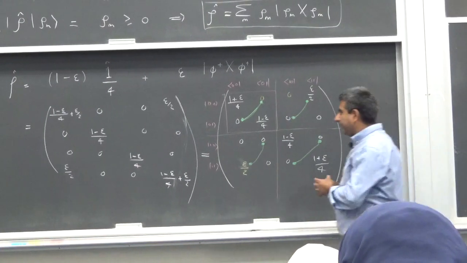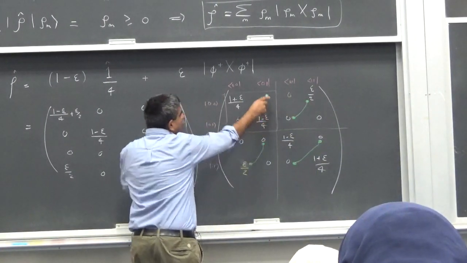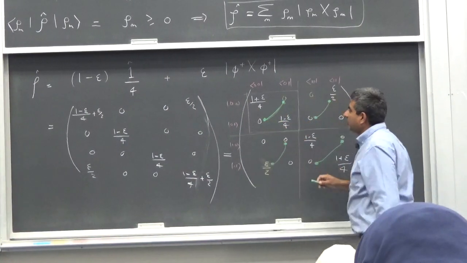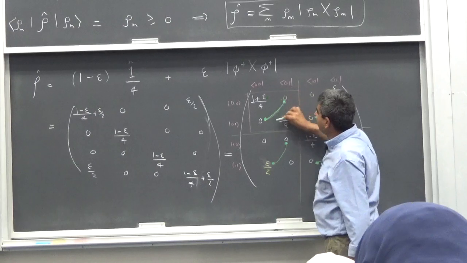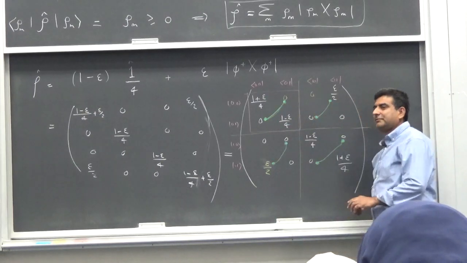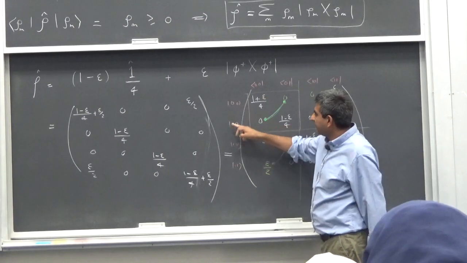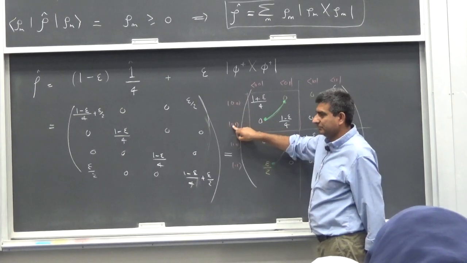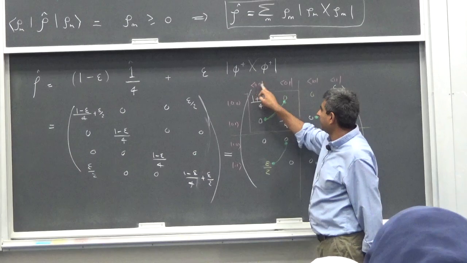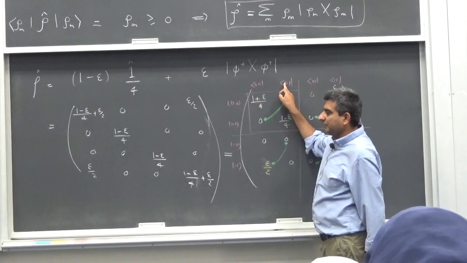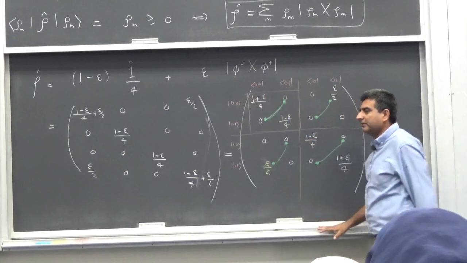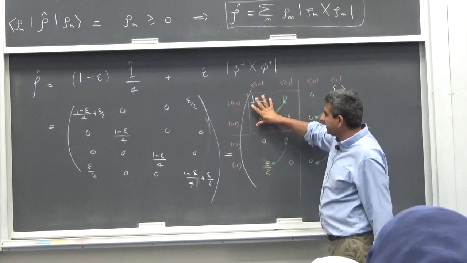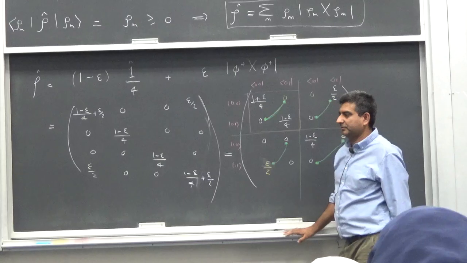So the labels decide. Look at this first top left block. In the top left block, all of these four elements have the same first qubit. The first qubit is 0, and so is here. So all of them have identical projection on the first qubit.